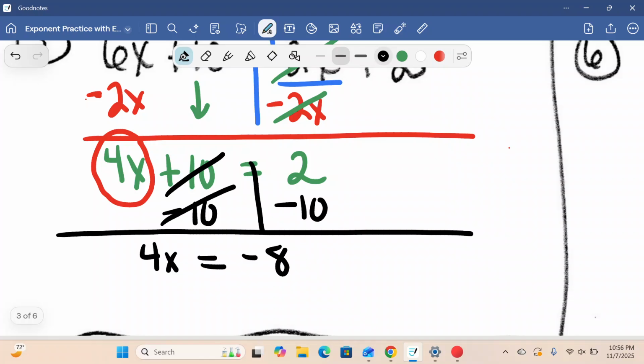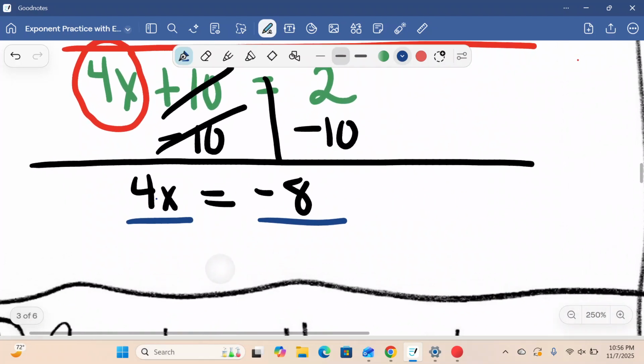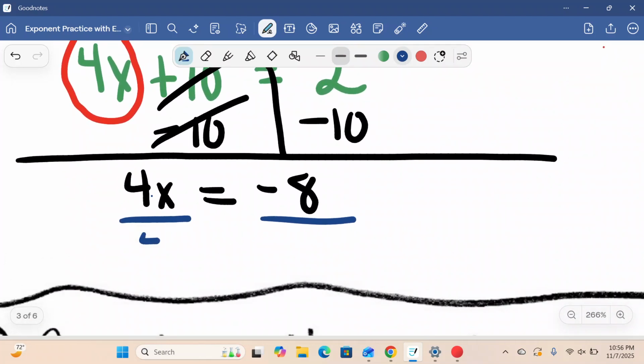The last step is to go ahead and isolate the x. So I have a 4 right there. So that is like multiplication. So the opposite of multiplication is divide both sides by the number next to the letter. And the number next to the letter is the 4. So I'm going to divide by 4 here, and I'm going to divide by 4 there.